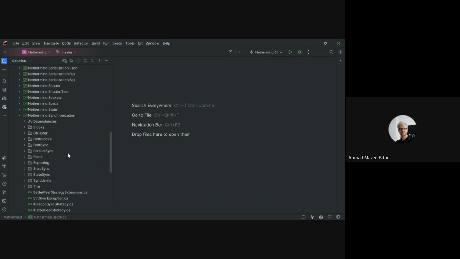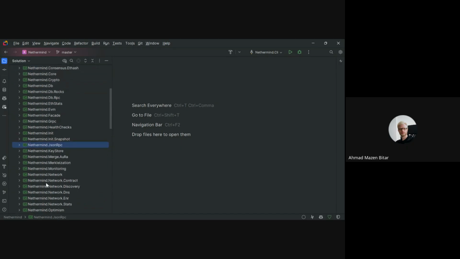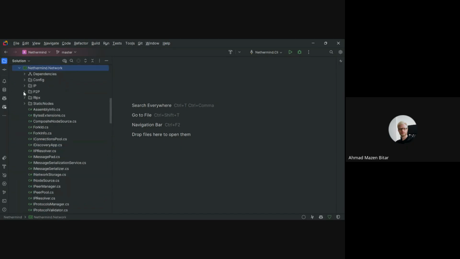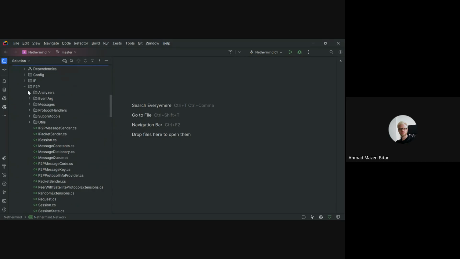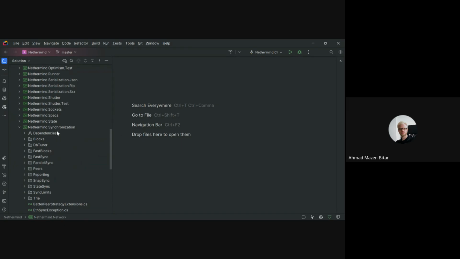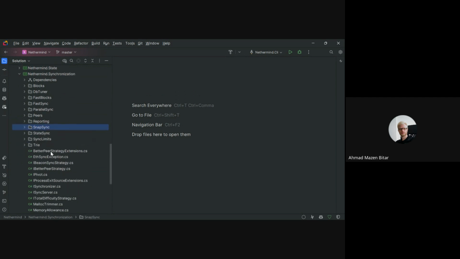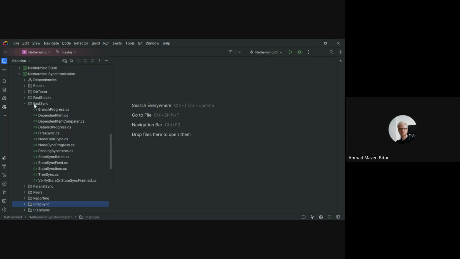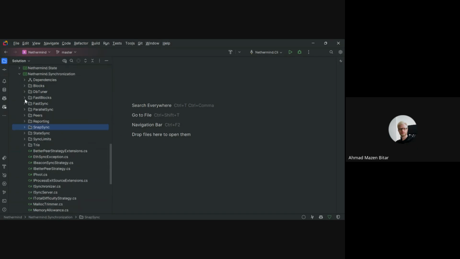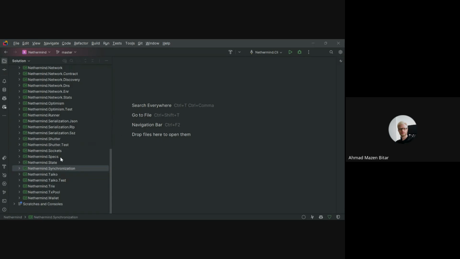This is where the sync logic is. So you saw that we have the network stack where some of the sync messages and the protocols for syncing are located, but the sync logic is located in here. So the synchronization logic is here. For Snap Sync, you can look here. For managing the peers, you can look here. There is the fast sync for syncing headers and bodies, fast blocks as well, etc. All of these are here in the synchronization project.